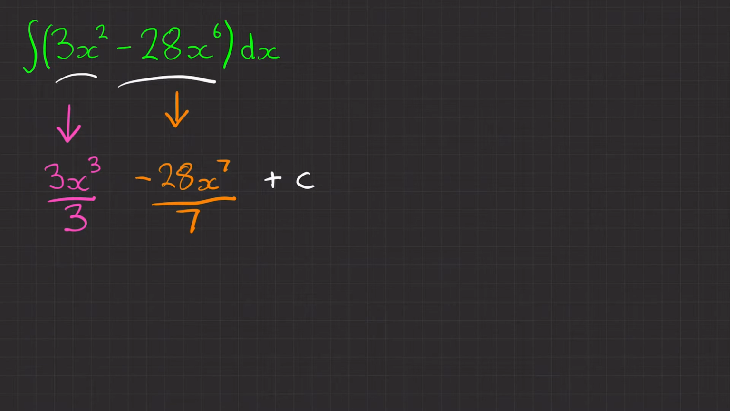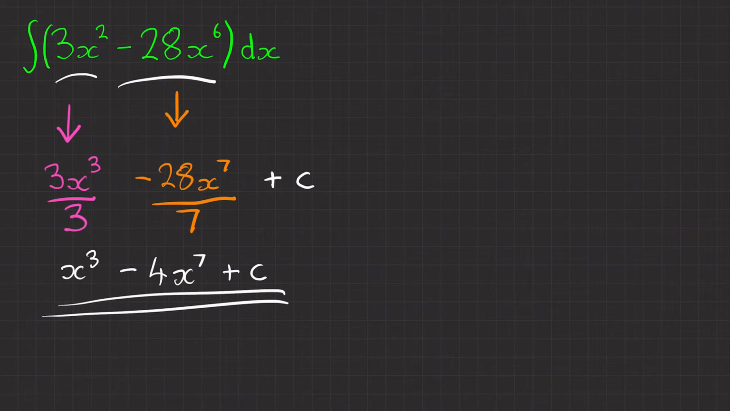Now we want to tidy this up a bit, because we can simplify it further, so 3x cubed over 3 can simplify to x cubed. Then the second term, 28 divided by 7 is 4, so we can have minus 4x to the 7 plus c. So we've got our equation integrated fully now.